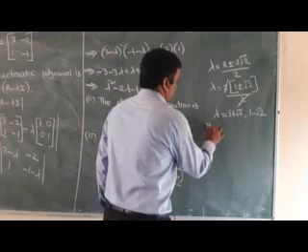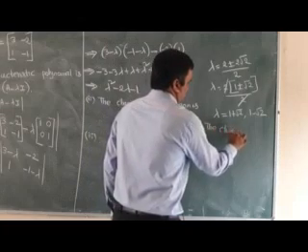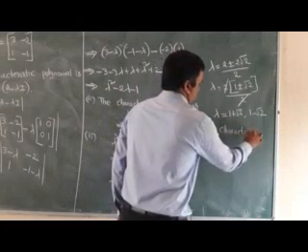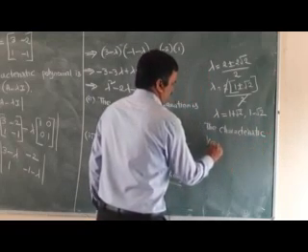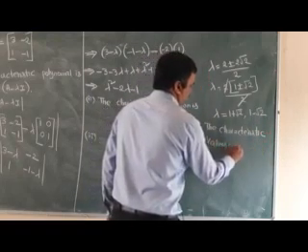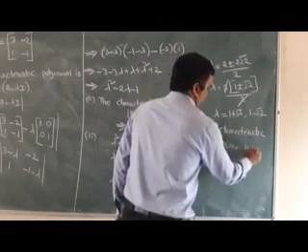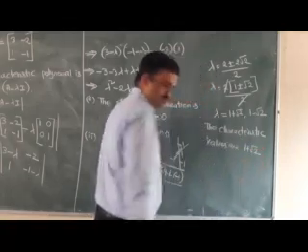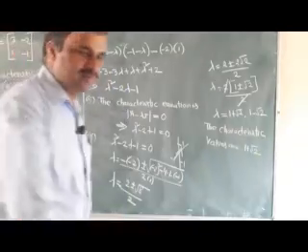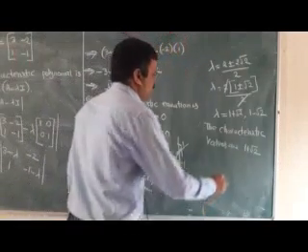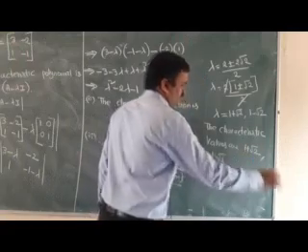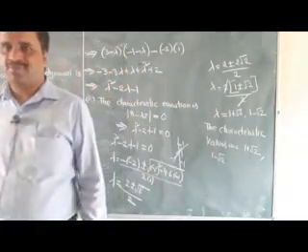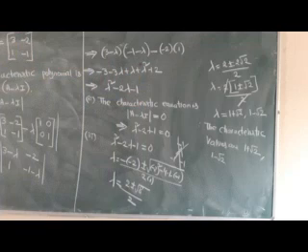Therefore, the characteristic values are 1 plus root 2, comma, 1 minus root 2. That's all. Let's copy it.